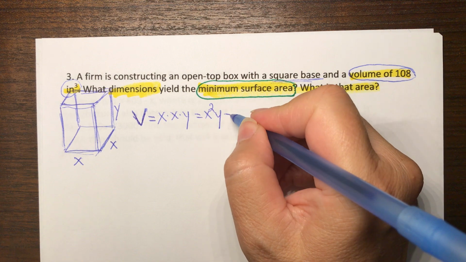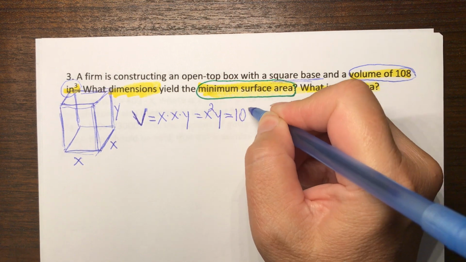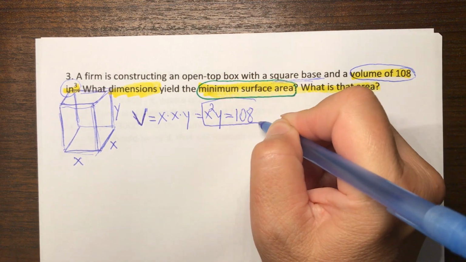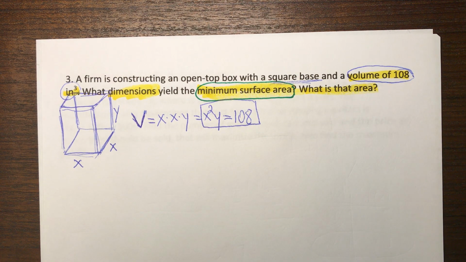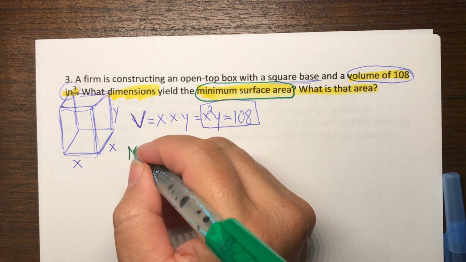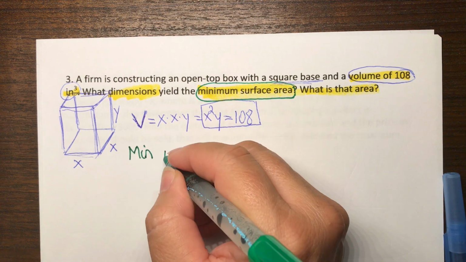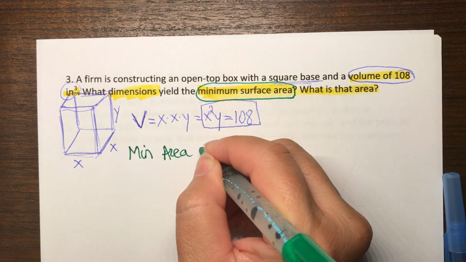And what else do I know this volume to be? I know it to be 108. So again, that's the equivalent of the last problem's perimeter that must be a fixed 40. The volume, okay, we labeled it, and now we have a formula for it. What do I want to do? I want to minimize the surface area of this box.